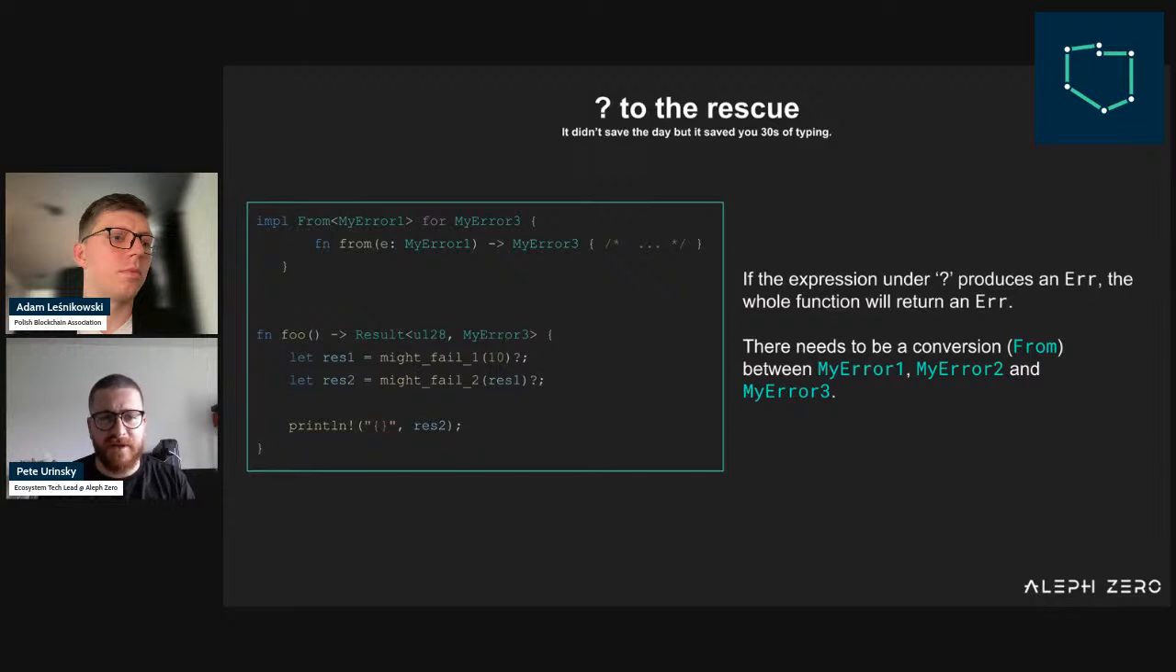I think if you Google something like Rust question mark pattern, you might be able to get more information about this, because this is just a small teaser. So I won't get into the details of, for example, this implement from my error for my error 3. This is basically a conversion method that you will somehow implement.